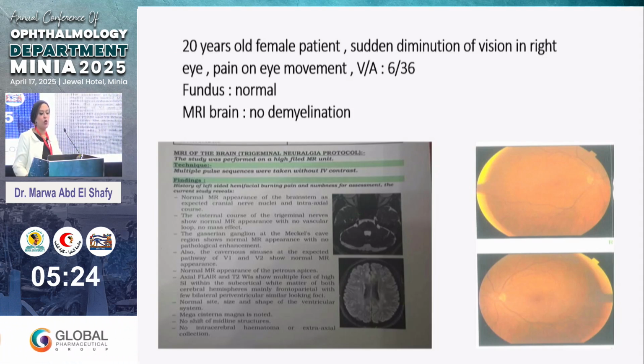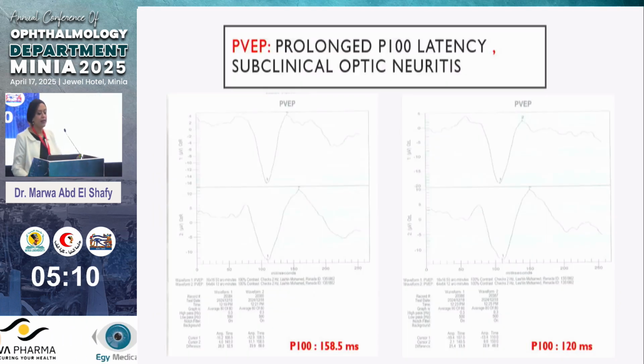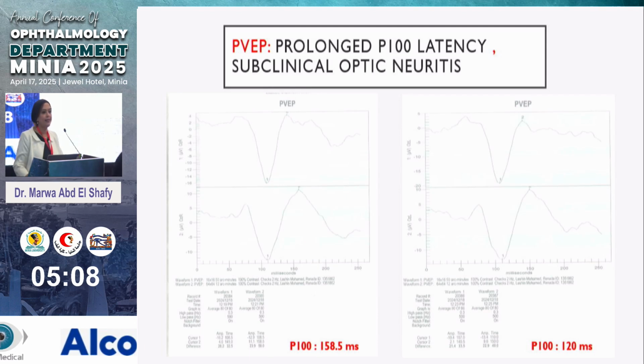This 20-year-old female patient has a sudden diminution of vision in the right eye, with pain with eye movement. The fundus is more or less normal. The MRI brain was inconclusive, but in the pattern VEP of the right eye, the P100 wave is markedly delayed. And even in the asymptomatic left eye, the P100 wave is delayed.